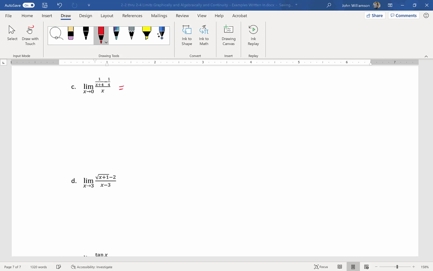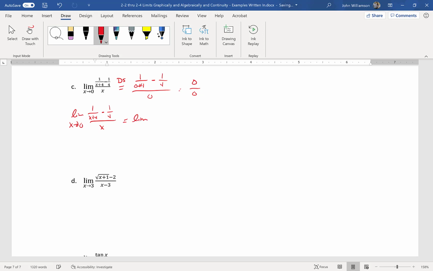So in this case, we still want to direct substitute first though. So if I direct substitute first, this becomes 1 over 0 plus 4, minus 1/4, all over 0. And so that's 1/4 minus 1/4, so that's 0 over 0. Again, oh no, right? So let's try rewriting it. The limit as x is approaching 0 of 1 over x plus 4 minus 1/4, all over x.